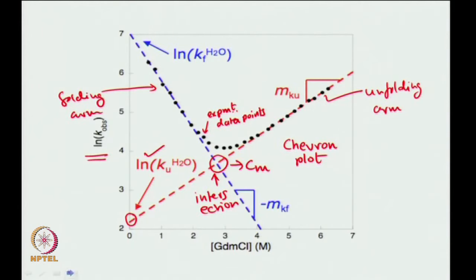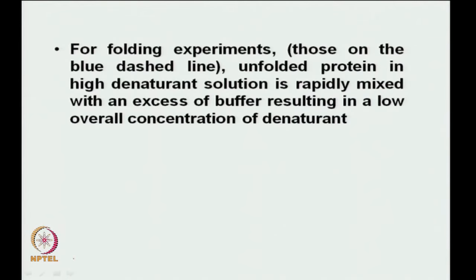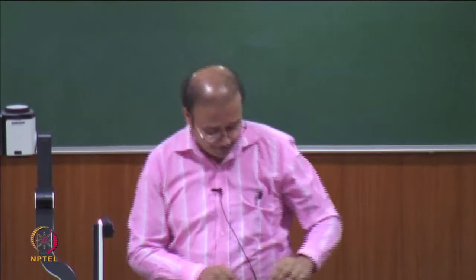So, the folding arm you would do the same thing, right. In the folding arm, for folding experiments, those to the left, that means the blue dashed line, you have unfolded protein in high denaturing solution, you are already unfolded, but you are looking at a folding experiment, it has to be rapidly mixed with buffer, which is very low concentration denaturant, no denaturant, and then because it results in an overall low concentration of denaturant, the protein would start folding, and essentially that is what you are going to follow. Okay.